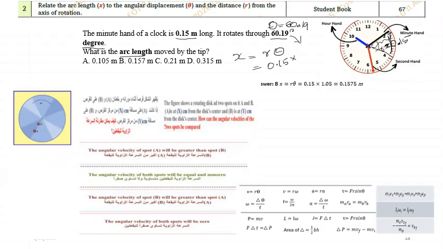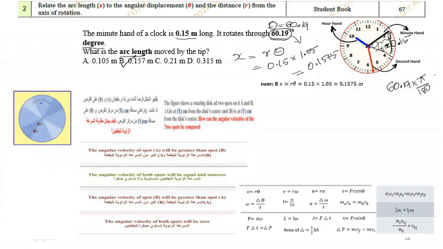When you convert into radians, you will multiply 60.19 by pi over 180. When you do this, you will get approximately 1.05. When you multiply it together, you'll get a number, 0.1575. So which one will it be? B will be the correct answer. Do remember, this is important information: whenever we have a calculation, it must contain radians, not degrees. Now let us go to the next question.